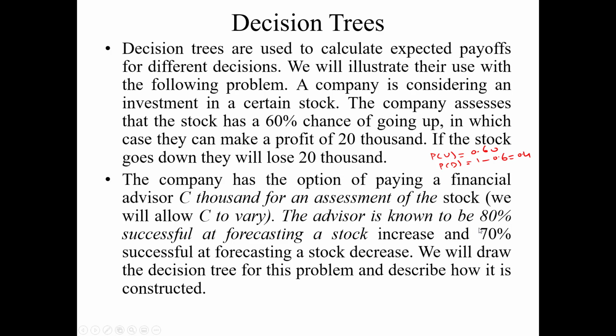So these are basically conditional probabilities. I have already discussed this in great detail in my previous lecture. This is not a simple probability, this is conditional, because the advisor is known to be 80% successful at forecasting a stock increase. So if I just write this probability of success, for example, yes, go to invest in this, the stock will be increased. Let's suppose this is up. So this is 0.80, and this is also a conditional probability. Successful at forecasting a stock increase, and 70% successful at forecasting a stock decrease. So this is also a conditional probability that it will not be up, it will be down.